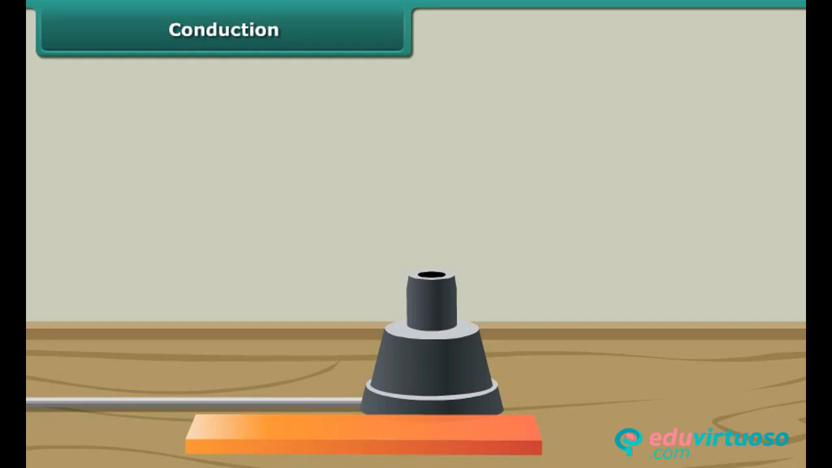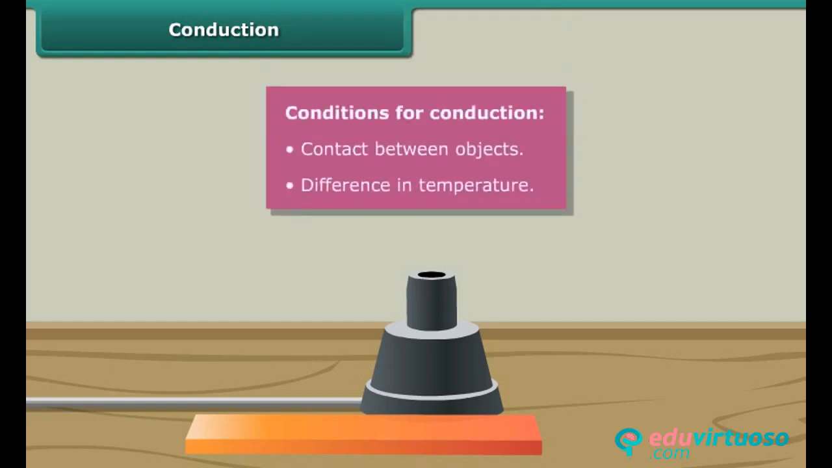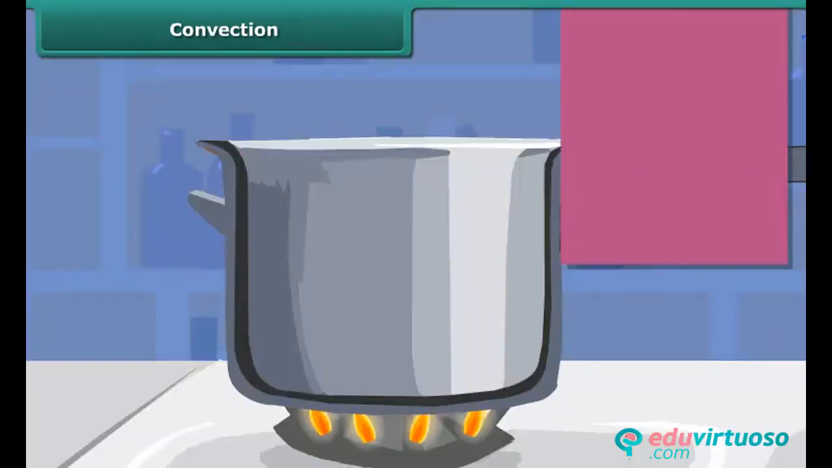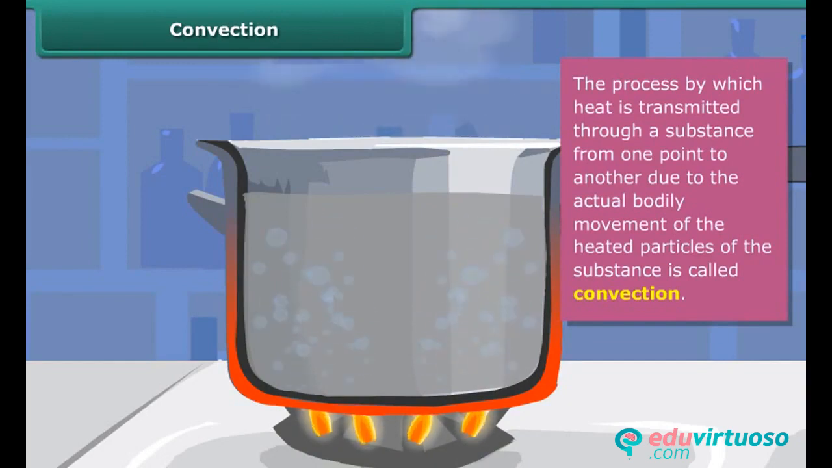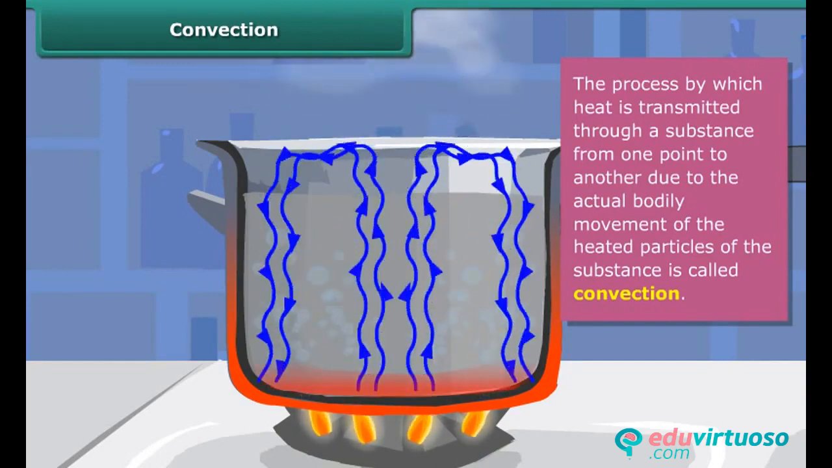Remember that there are two important conditions for heat to be conducted from one body to another. These are: the two objects should be in contact and their temperatures should be different. The process by which heat is transmitted through a substance from one point to another due to the actual bodily movement of the heated particles of the substance is called convection.